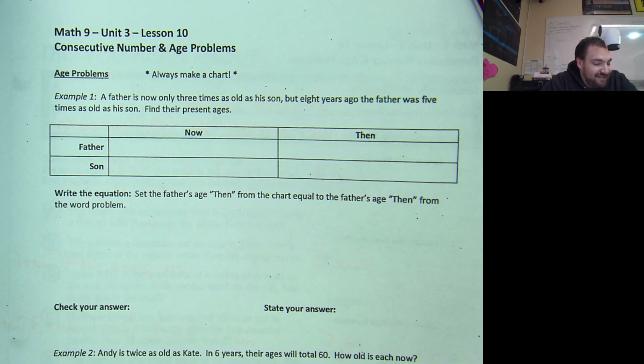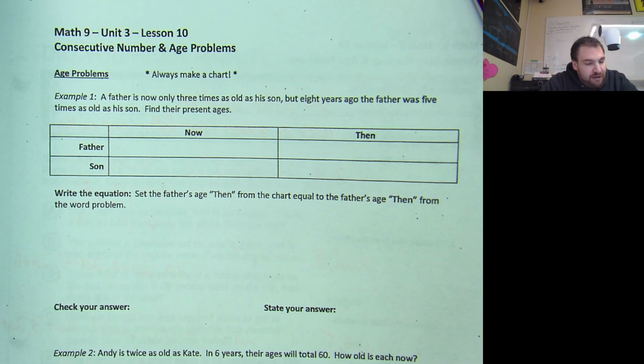Good luck. Here's the next style of problem, age problems. So age problems are questions like this. A father is now only 3 times as old as his son, but 8 years ago the father was 5 times as old as their son. How old are they now? Or find their present ages. There's all sorts of ways these things can get worded.